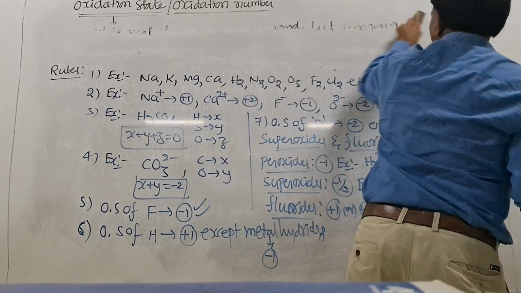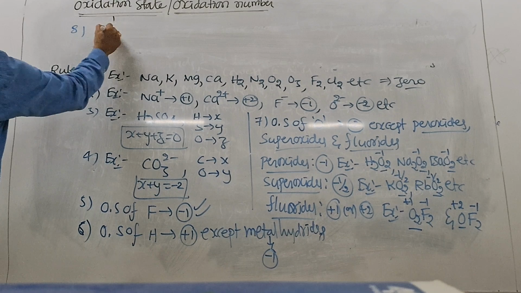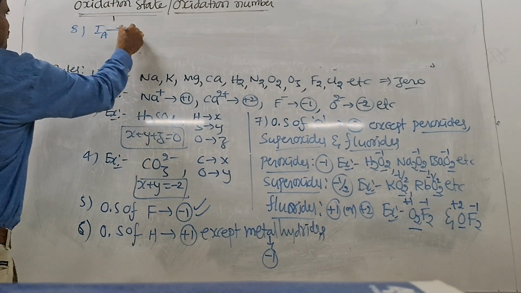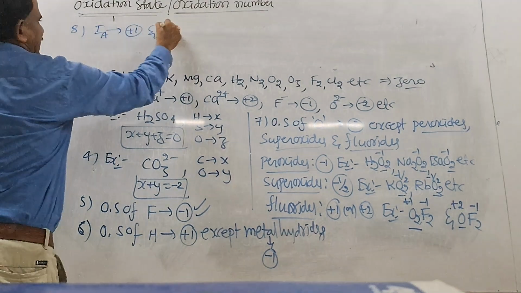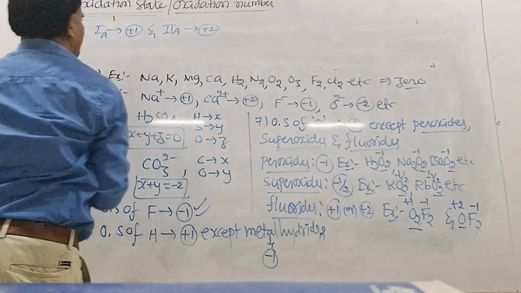The oxidation state of all first group elements is +1. Always, first group elements exhibit +1 and second group elements exhibit +2. Okay, that is rule number 8.